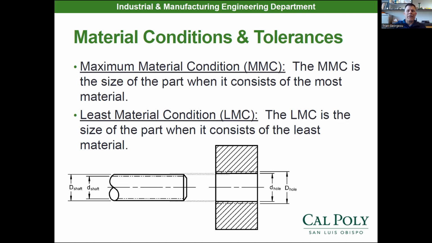Now, when we have the opposite of that, the least amount of material, the LMC condition, on the shaft, it's the smallest diameter, the smallest size. On the hole, it's the largest diameter, the largest size. I like to think of material conditions as when they're the maximum material condition, the part is the heaviest. Largest shaft, smallest hole, the part is the heaviest. And on the least material condition, when the part is the lightest, you have the smallest shaft and then the biggest hole. So that's how I think of my material conditions. And we use the material conditions to calculate the type of fit you have between your mating parts.